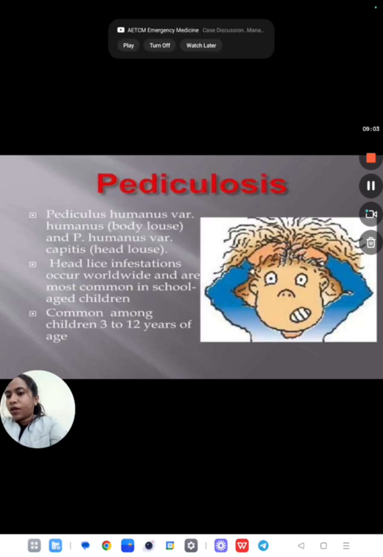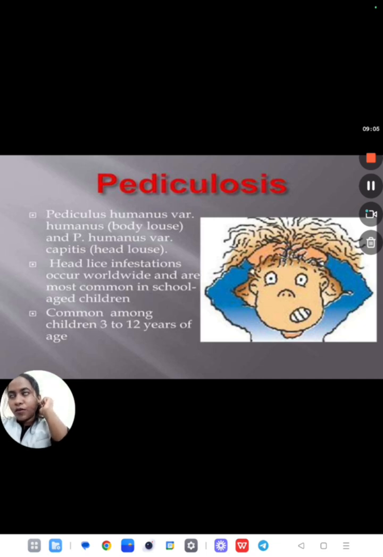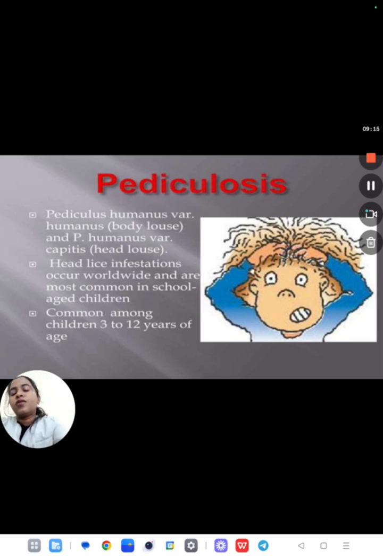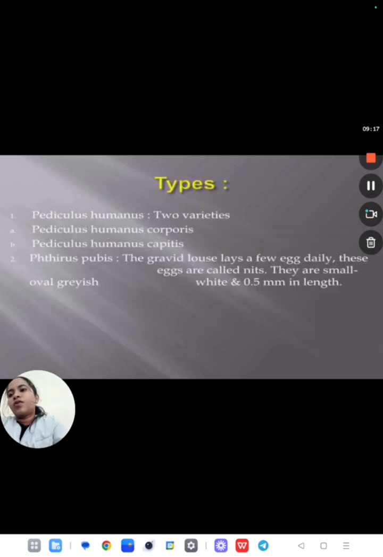Pediculosis, of which you can see several forms: pediculosis corporis, pediculosis capitis, pediculosis pubis, and pediculosis ciliaris. These are the several forms. For pediculosis capitis, you can see it in school-going children, 3 to 12 years.